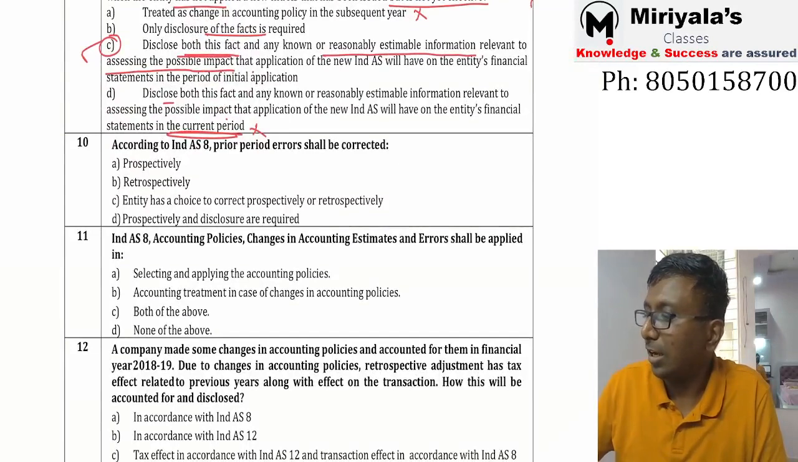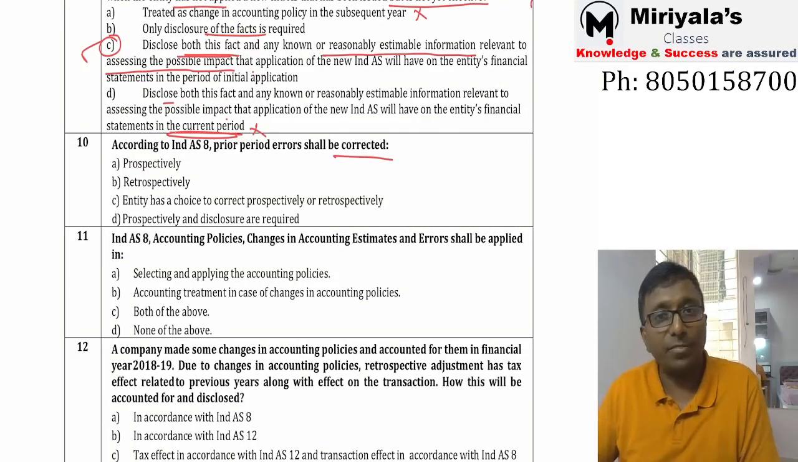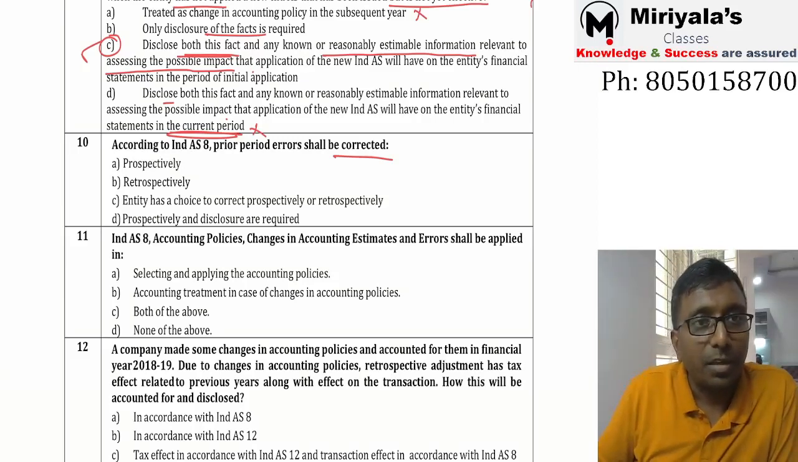Okay. Next, according to Ind AS 8, prior period errors shall be corrected. Tell me, my dear, which is very straightforward. A, B, C, D.